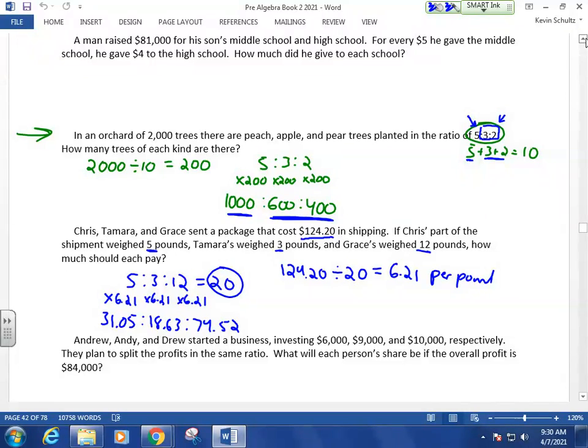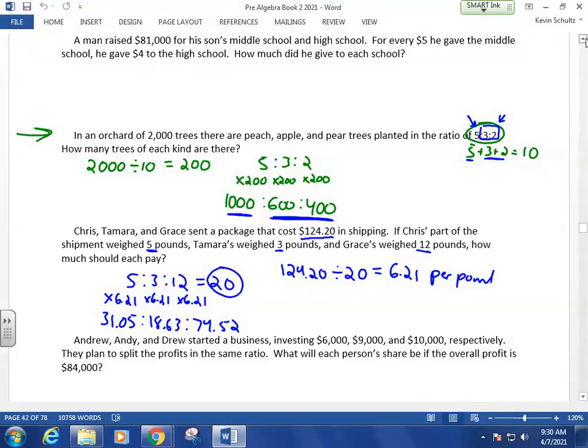Okay. Some other real life examples here of what's going on here. A man raised $81,000 for his son's middle school and high school. For every $5 he gave the middle school, he gave $4 to the high school. How much did he give to each school? So he didn't divide that $81,000 evenly. He gave a little bit more to the middle school than he gave to the high school. So how much did he actually give?